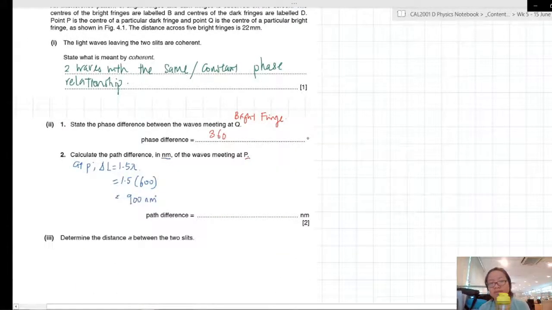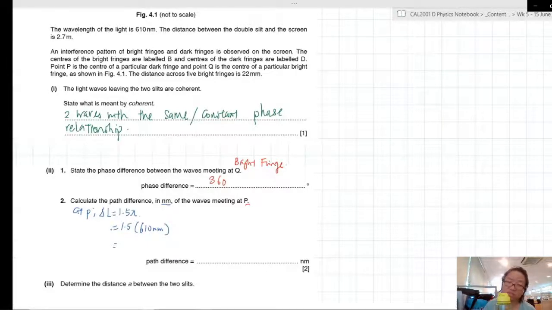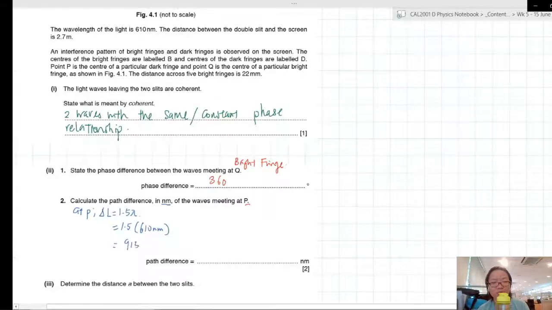You know what? In this whole chapter, if you can count stationary waves and interference, if you know the pattern, all the questions are very easy. If you don't know the pattern, then you'll be confused. It's arithmetic progression only. Okay, so anyway, you will get 915 nanometers.